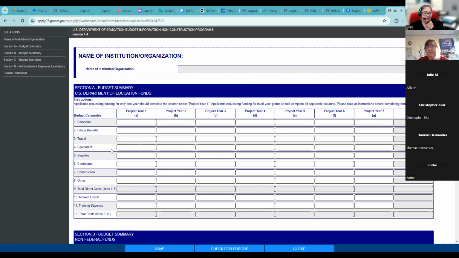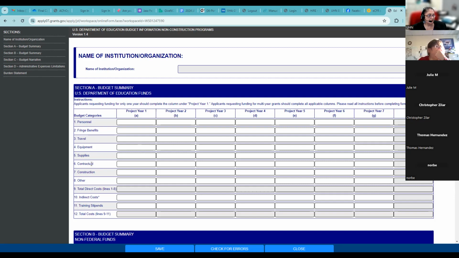That is when you may run into it, but typically that's gonna fall under other, where you're listing client services, consumer services, and so we don't know until we get there. So we can leave equipment blank if we don't have anything that's gonna be over $5,000? Correct.